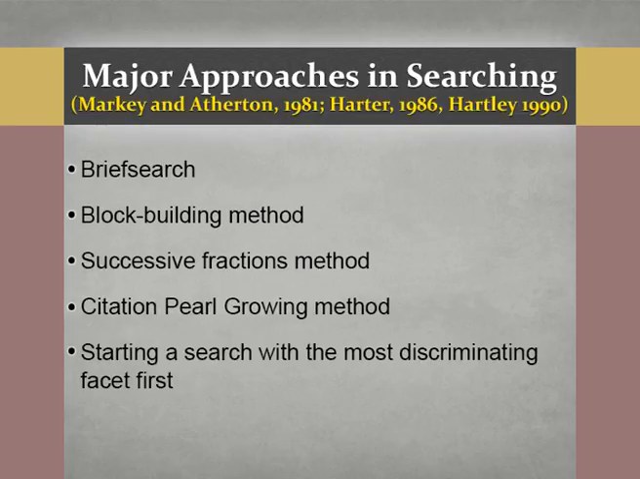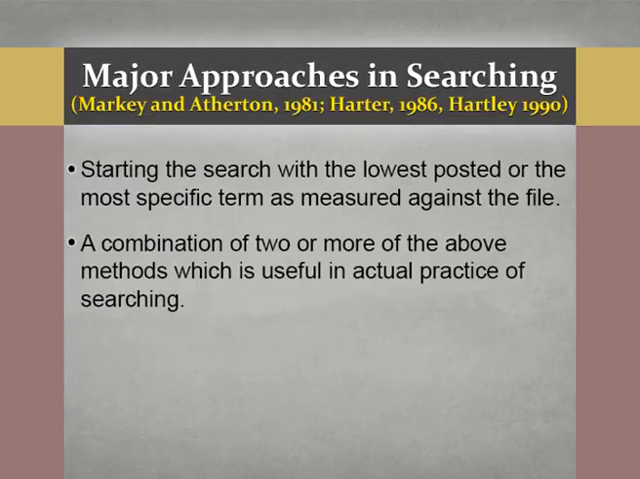So, what should be the major approaches in searching? There are several techniques proposed by several people, but one of the techniques compiled and given by Markey and Atherton in 1981, Harter in 86 and Hartley in 90 were prominent among the approaches. One approach is brief search, the other approach is block building method, successive fractions method, citation pearl growing method, starting a search with the discriminating facet first, and then starting the search with the lowest posted or the most specific term as measured against the file, a combination of two or more of the above methods which is useful in actual practice of searching. So, these are the approaches that they have suggested.